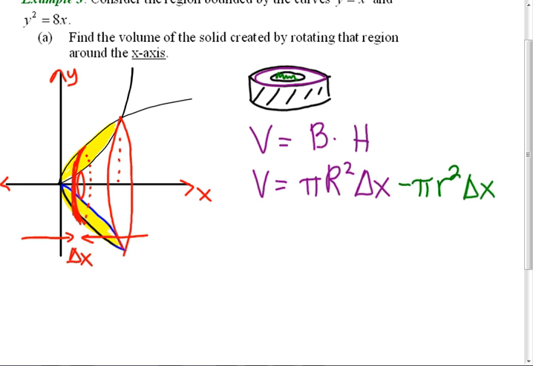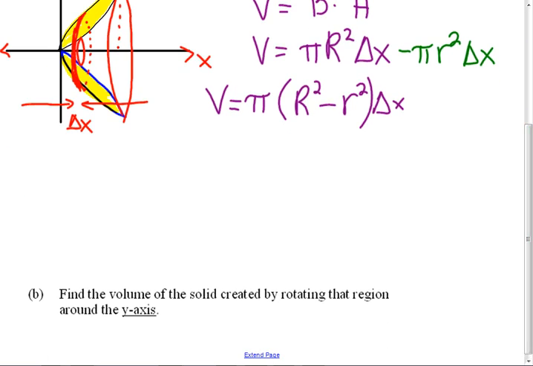Okay? So what can I factor out of this? I can take out pi delta x and put it over here. And then I'm left with capital R squared minus little r squared. Is that the same as capital R minus little r quantity squared? Are those the same things? No. Okay? You guys get this? Because this is the common error on the exam. Students will do this. And you know what? It's all wrong then. So you can't do that.